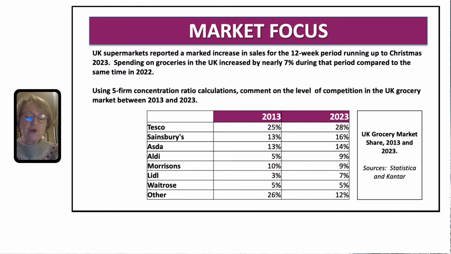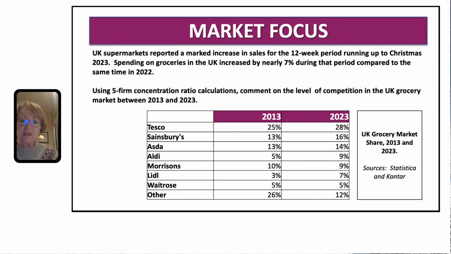Using the 5-firm concentration ratio calculations, comment on the level of competition in the UK grocery market between 2013 and 2023. So take a moment, have a very good look, a careful look at the data that you've got there for the market shares. Make sure you're looking at the right column. You can see which one's 2013 and which one is 2023. Do the calculation, please, for the 5-firm concentration ratio. So we want some numbers in your answers, but we also want a comment.